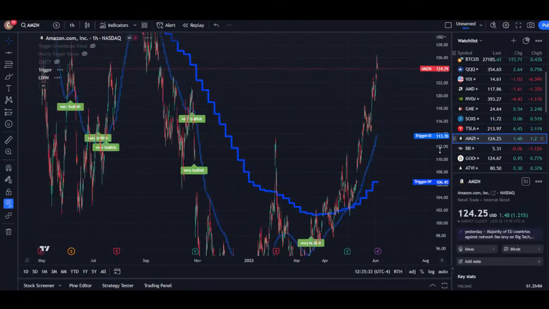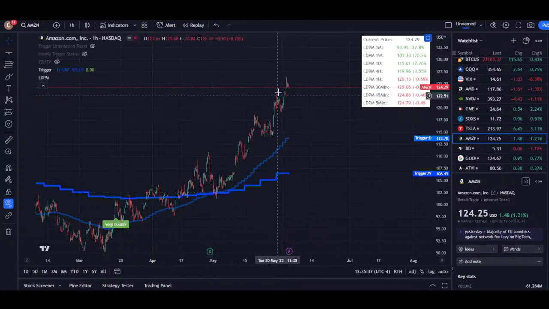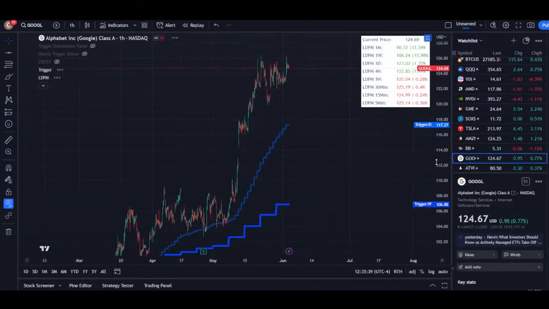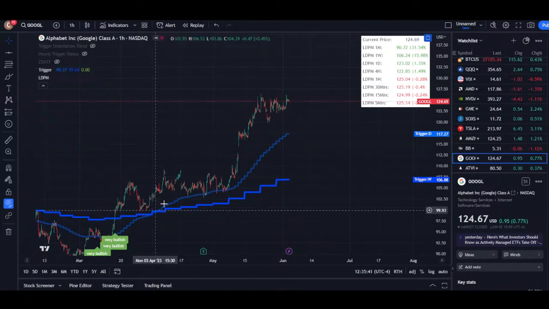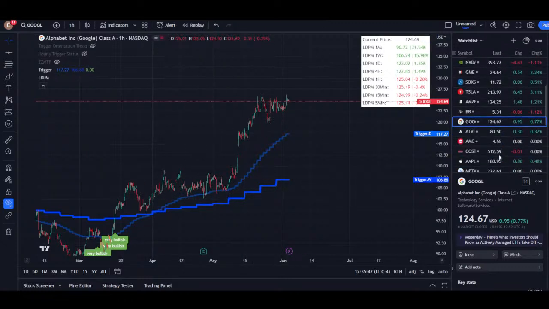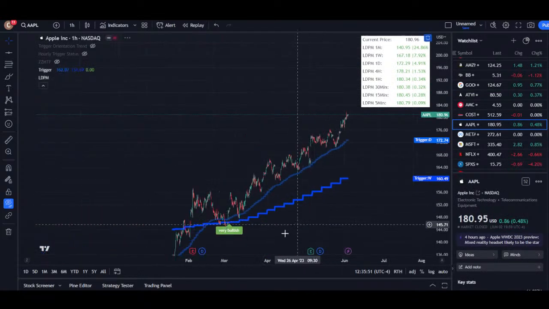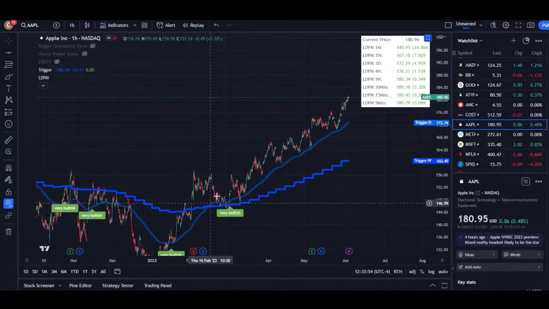Let's look at some others here. Amazon. So you guys can see the daily trigger cross above the weekly trigger. Huge move higher. Google. Daily trigger crosses the weekly trigger. Huge move higher. Notice how you have a pullback to the daily trigger. That's very common, and that's when the move really starts to go. Take a look at Apple as well. Here's where the daily trigger crosses the weekly trigger and a real move higher.